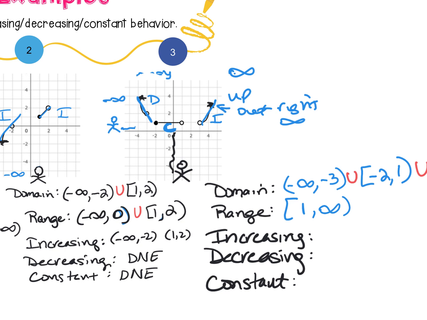So I'm going to take each one of these individual sections of this domain and put it for each one of the increasing, decreasing, constant. So it's increasing over here from 3 to infinity. And again, just use all parentheses. It's decreasing at -infinity to -3. And the constant is from -2 to +1. And these are all x values. Again, don't look at the arrows. They're going to confuse you.